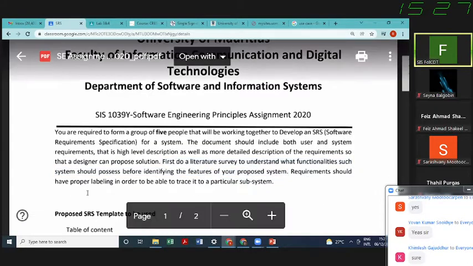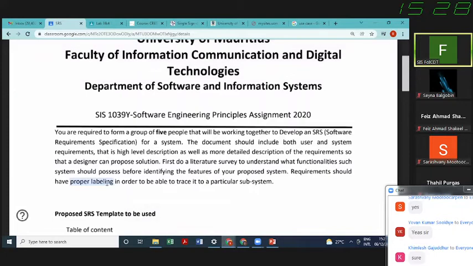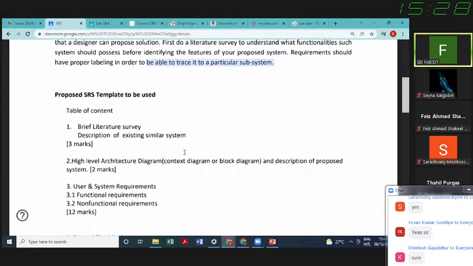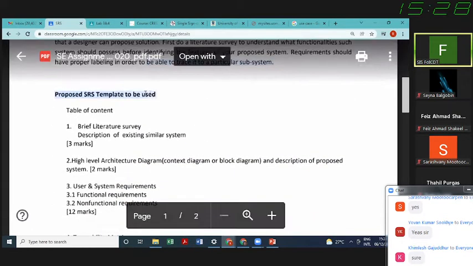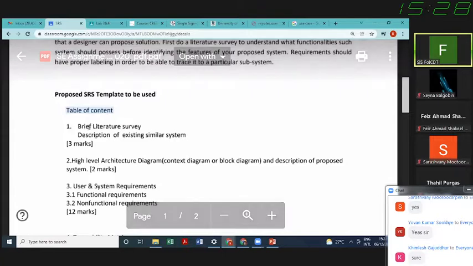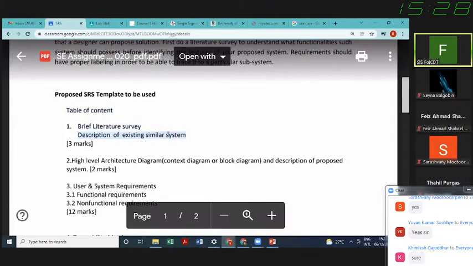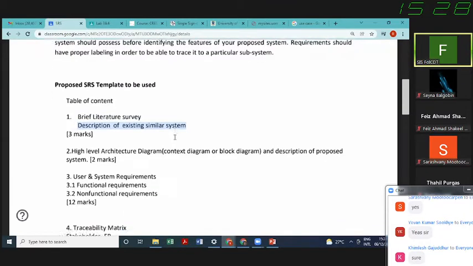So requirements should have proper labeling. We've seen what is meant by proper labeling: FR1, FR2, and so on, in order to be able to trace to a particular subsystem. This is in line with the traceability matrix that we discussed. So I'm giving you a template that you can use. It has a table of contents, a brief literature review, and a description of similar existing systems.